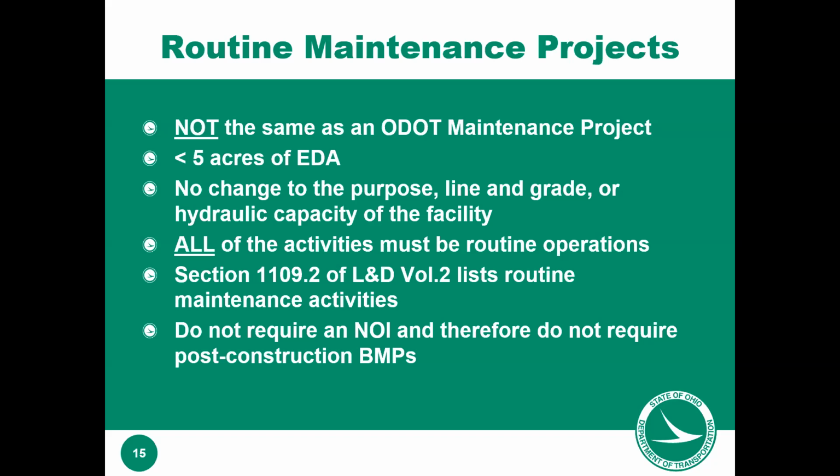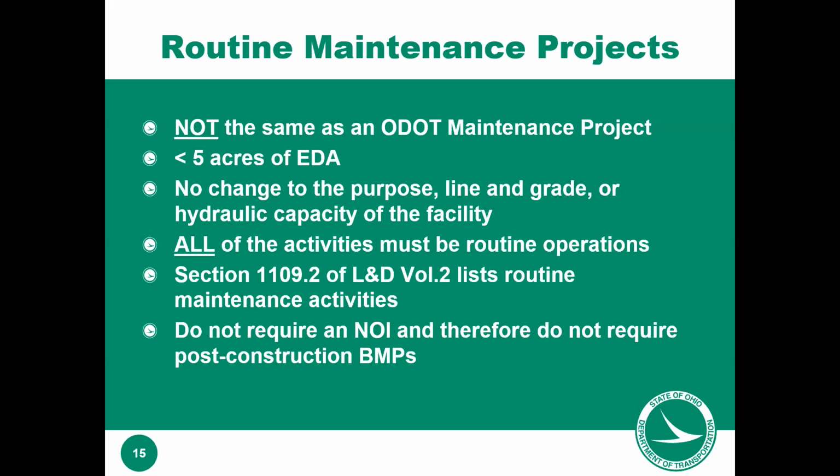The disturbance has to be less than 5 acres. The permit language, which is straight from some federal language, says there has to be no change to the purpose, line and grade, or hydraulic capacity of the facility. And that's kind of a lot of roadway projects. Don't change the purpose, line or grade, or the hydraulic capacity. So we have to limit it, not say all of these projects are routine maintenance, because we're not building too many brand new roads. A lot of roads are just being improved or changed somewhat.